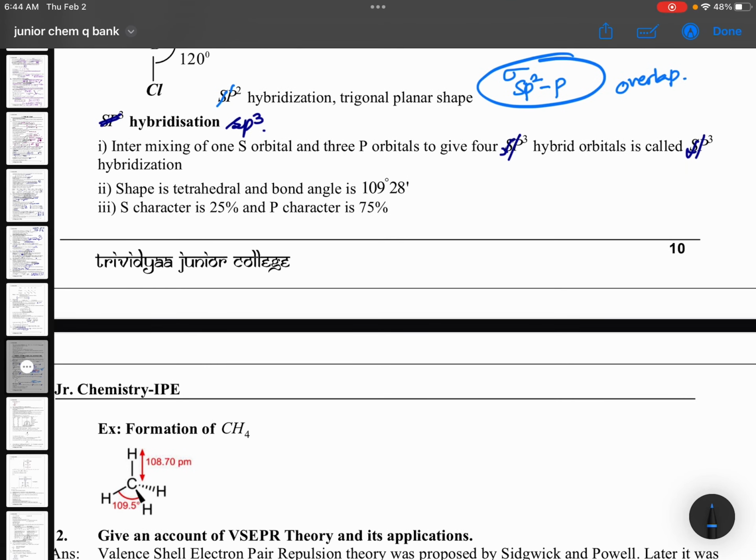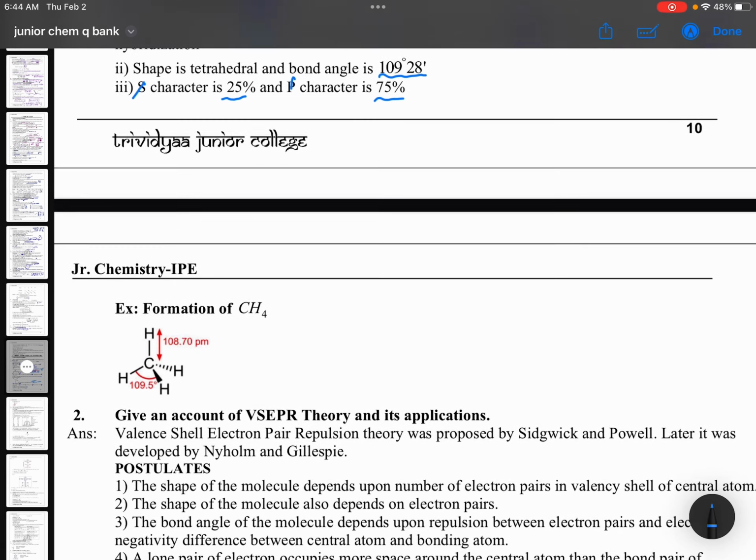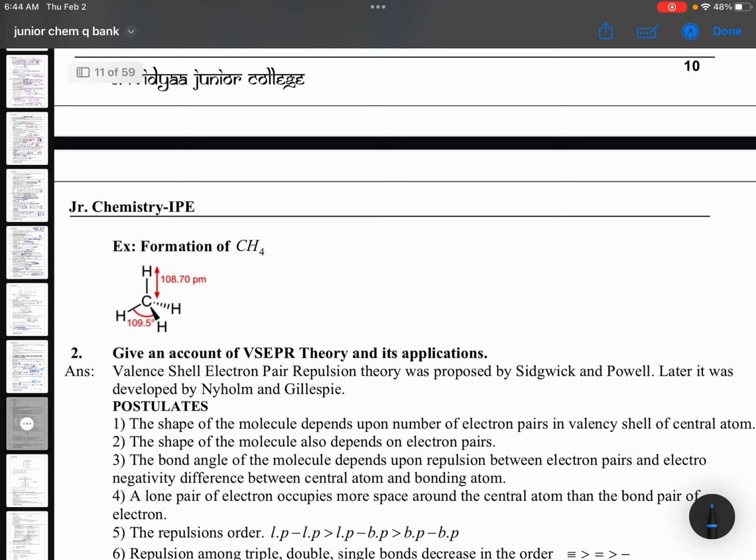Coming to sp3 hybridization: intermixing of one s orbital and three p orbitals to give four sp3 hybrid orbitals is called sp3 hybridization. Shape is tetrahedral. Bond angle is 109 degrees 28 minutes. S character is 25%, p character is 75%. Formation of methane. Now this distance is not required, don't worry. If you are writing, that's a very good thing. And this is 109.5 degrees.